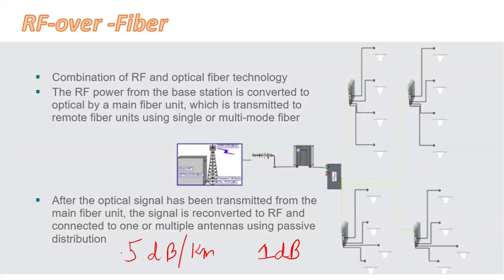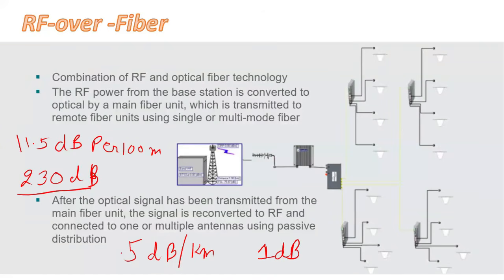But for a typical 900 megahertz coaxial cable, the loss can be around 11.5 dB per 100 meters. So for 2 kilometers, it can be 230 dB, right? So for coaxial cable, the loss is 230 dB, and for optical fiber, the loss is just 1 dB. So fiber systems are therefore commonly used to interconnect multiple buildings separated across a campus, right?